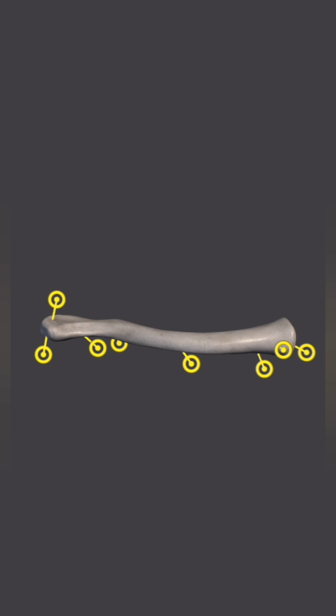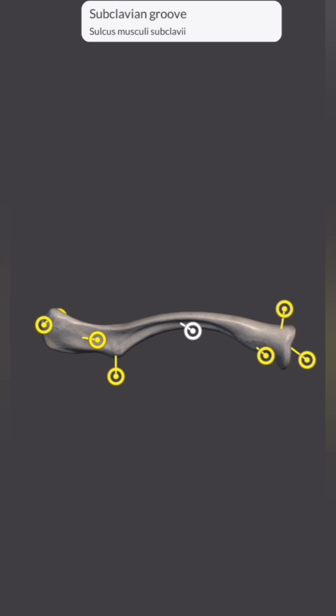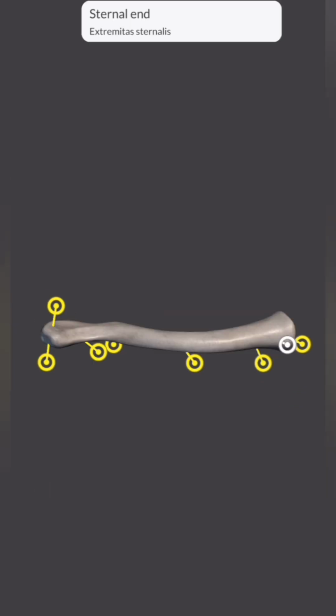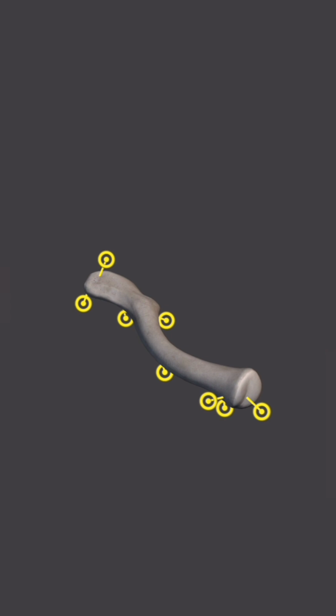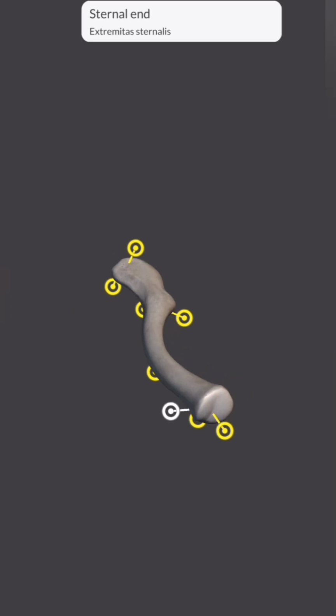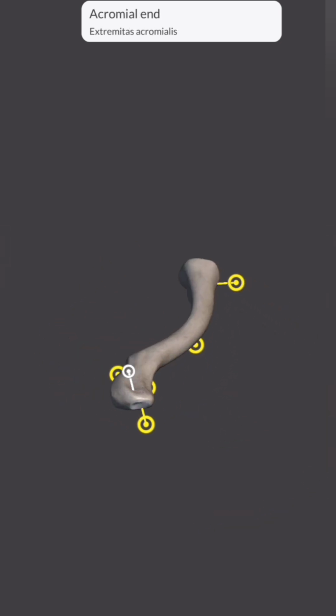It has a groove on the inferior surface which is called the subclavian groove. On both ends, we have different names of facets. At the sternal end, which is also called the medial end, it has the facet called the sternal facet. At the lateral end, we have the acromial facet, and the lateral end is also known as the acromial end.